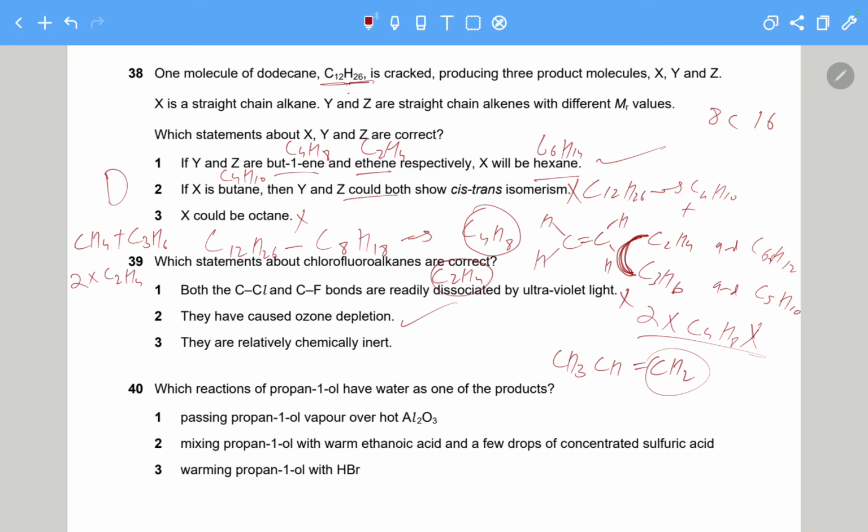And then they are relatively chemically inert. Yes, they are not very reactive. That's why they are used in aerosols, because they are inert. But they were used in aerosols, not anymore. They are very bad for the environment. So the correct answer is C.